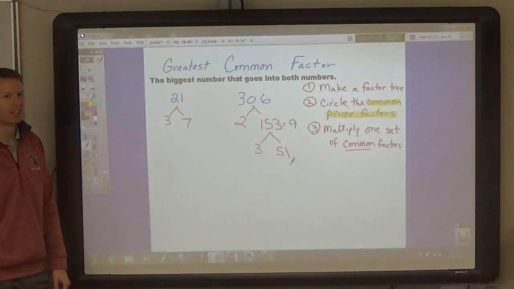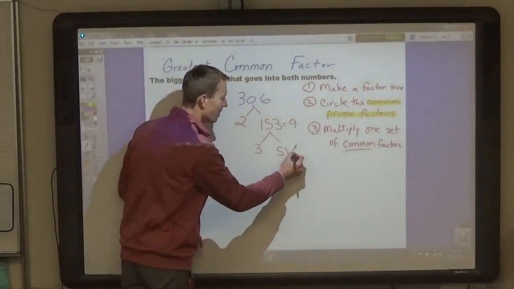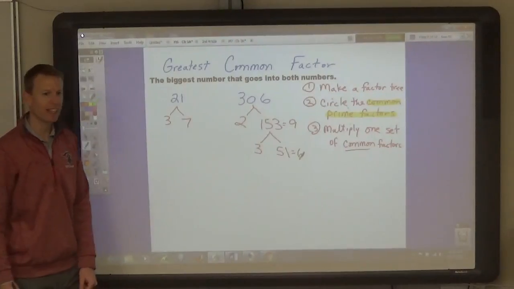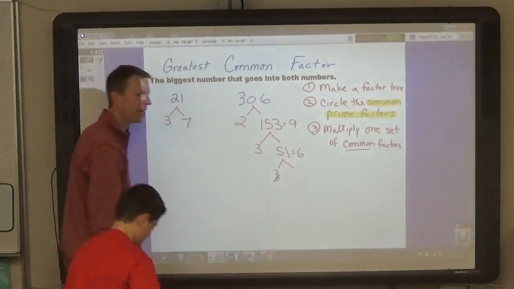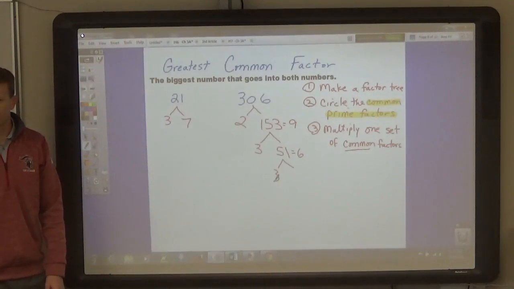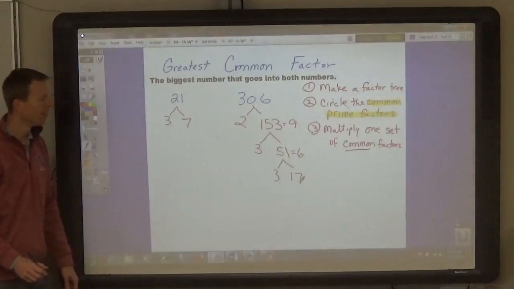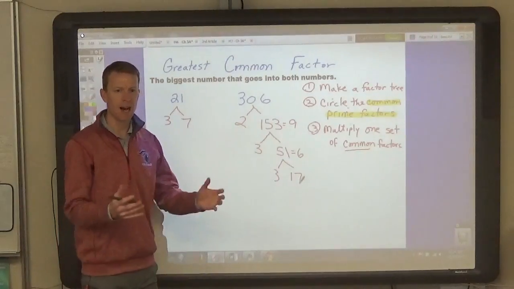Is 51 a prime number? No. Always add the digits. It equals 6. That means 3 is another factor of that one. 3 and what? 3 and 17. Very good. Is 17 a prime number? Yes, it is. We can stop.